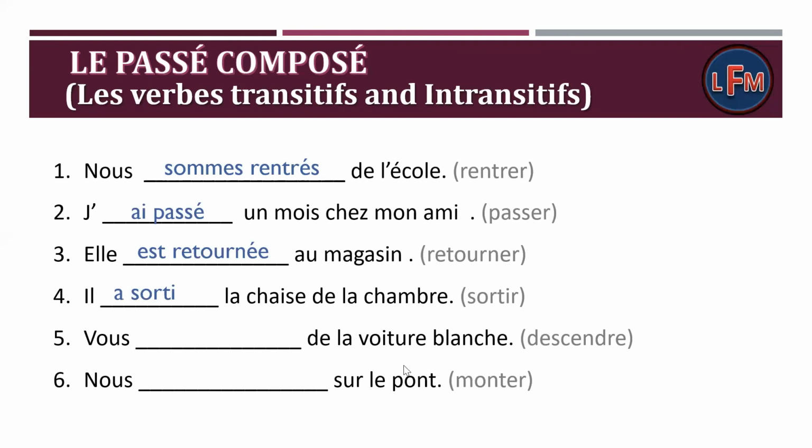Vous dash de la voiture blanche. Here we have the descendre verb, which means to get down. You get down from the white car. So here there is no object. It is you who are getting down from the white car. So we use the être verb. Vous êtes descendu de la voiture blanche.